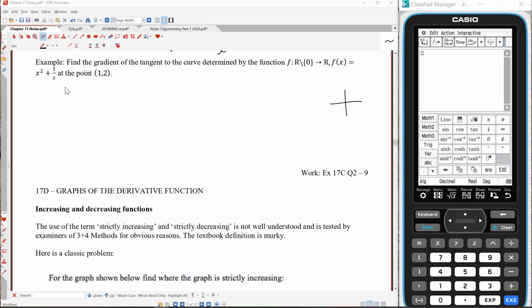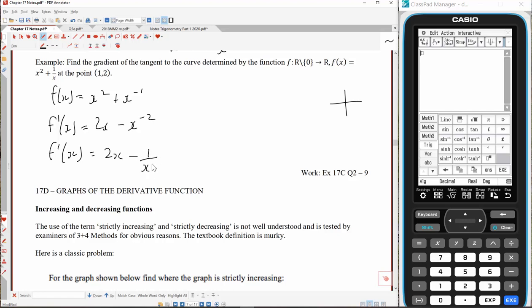Okay, so the first thing I'm going to do is write f of x with negative indices, x squared plus x to the -1, because that's going to allow me to use my derivative by rule more effectively. f dash x equals 2x, take away x to the negative 2, so f dash x equals 2x, take away 1 over x squared. All right, now what we want to do is find out the gradient of the tangent at this point here.